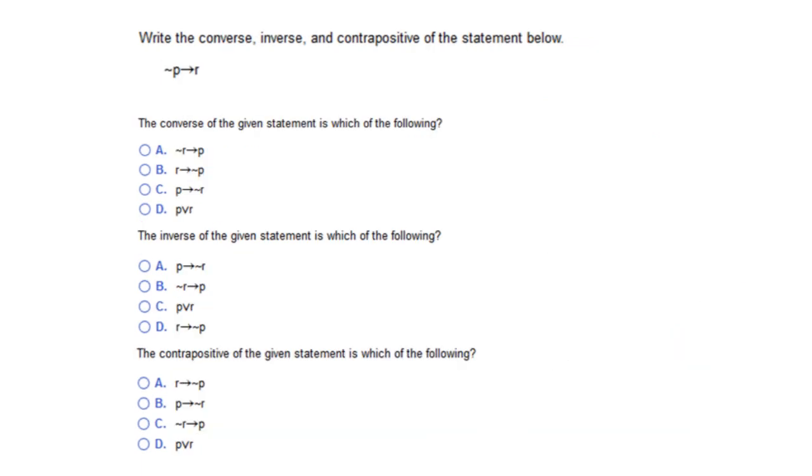Write the converse, inverse, and contrapositive of the statement below. So here is our original statement. If not P, then R. First thing we're going to do is the converse of that statement. If you recall, the converse says take the original statement and just reverse sides. So the R goes to the left, the not P goes to the right, and that is going to match B.